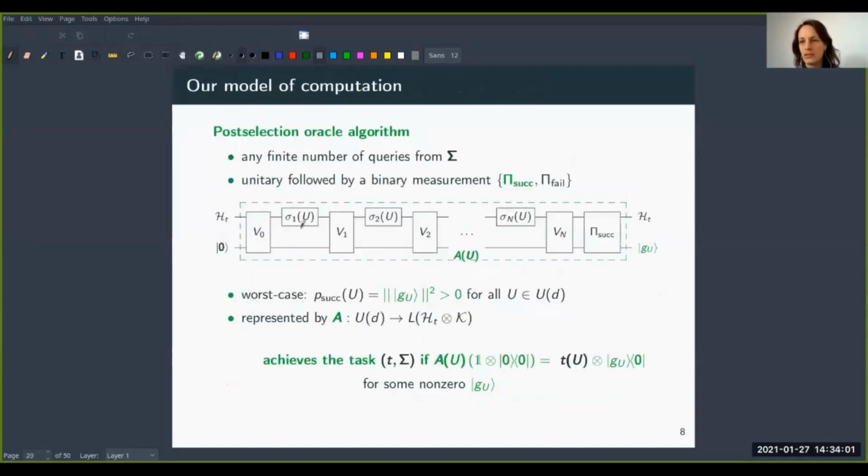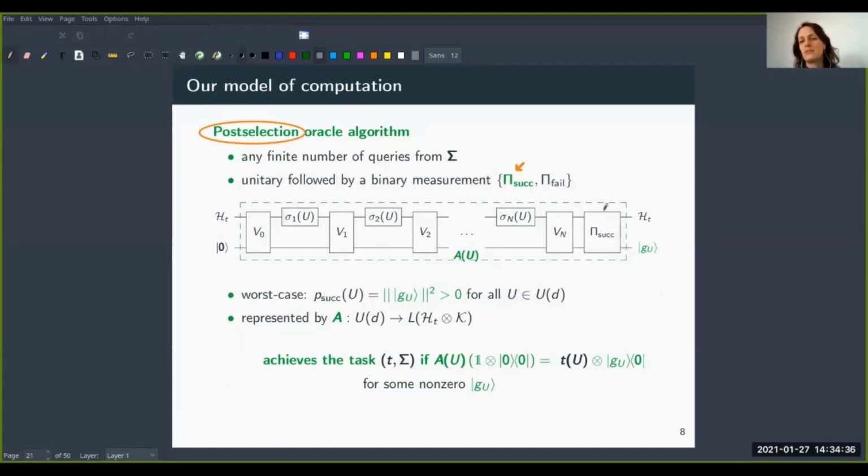Next, I want to define the model in which we want to achieve a task. Note that the algorithm of Dong et al. is inside this model. So we allow for any finite number of queries from the query alphabet. In particular, n can be any function of d. And our algorithm is unitary, followed by a binary success-fail measurement, and we only care what is implemented in the success case. In other words, we allow for post-selection.